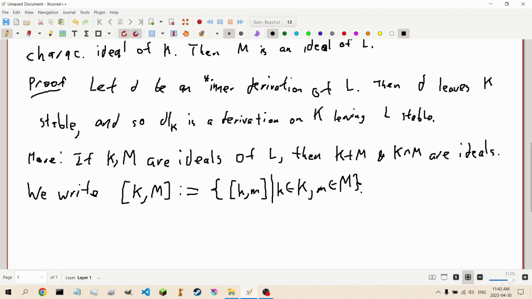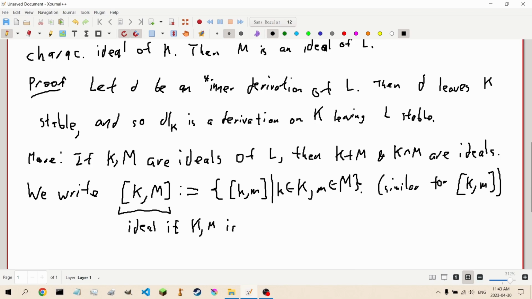And we can write similar for the bracket of a subalgebra and an element, like that. And this generated set here is an ideal if K and M are also ideals. I guess we should prove that.